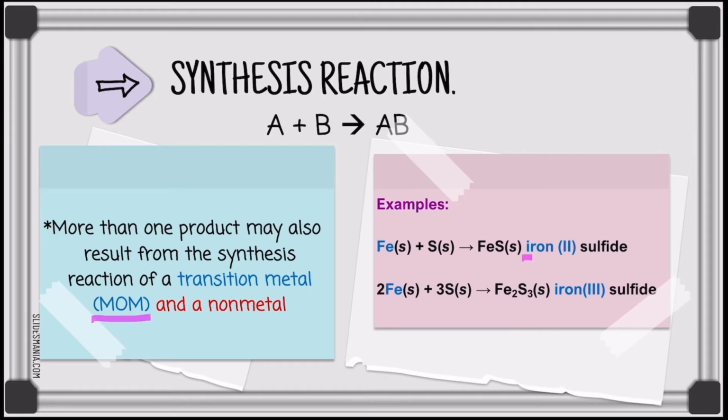Transition metals such as iron are capable of adopting multiple positive charges within their ionic compounds. Therefore, most transition metals are capable of forming different products in a synthesis reaction.